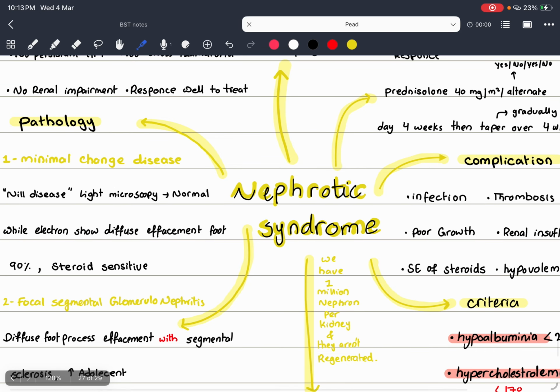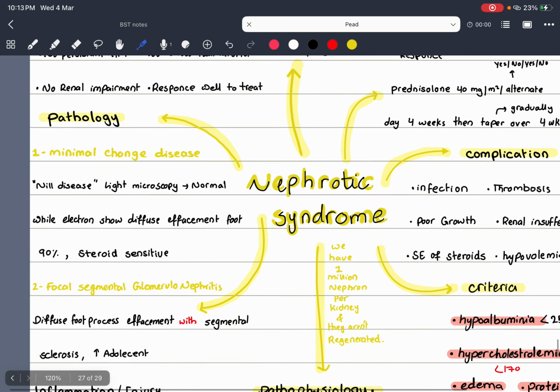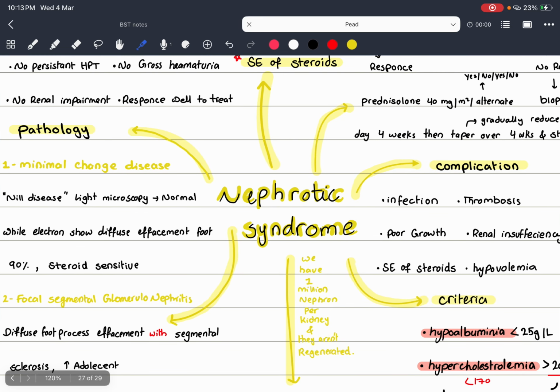Okay, moving on to the pathology. What are the types? We have three main types. I think you only have to know these two, because the third one is not important in pediatrics and is rarely seen in children. Whenever you're suspecting nephrotic syndrome, you will always think of minimal change disease. It is the most common one, up to 90%. And the second one is focal segmental glomerulosclerosis.